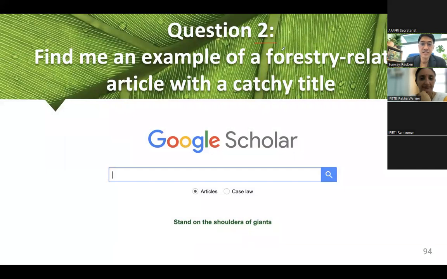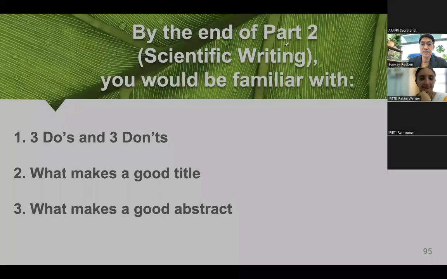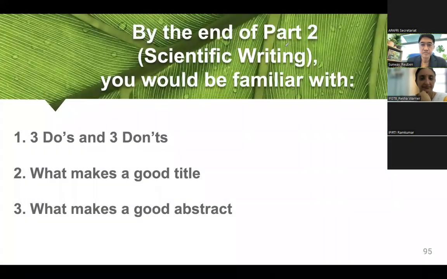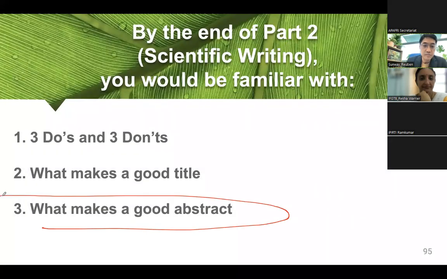All right. Question number 3 in the Google form I'll show later is, find me an example of a forestry related article with a catchy title. How do you do that? Check out Google Scholar. If you can, find me one, and then we'll share that next week. All right, that's the third question. So this is question number 3, not question number 2. You have 3 questions already. Try to do that. All right, so on to the last part of part 2, what makes a good abstract.